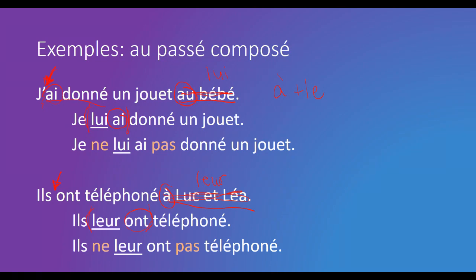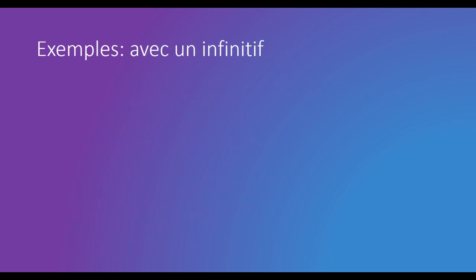Now, we've got one more thing to do, and that is going to be with an infinitive. And I've said this a million times already. It goes before the conjugated verb unless there's an infinitive. Then it goes before the infinitive. Okay, so here we're working with infinitives. These lui and leur are going to go before the infinitive.